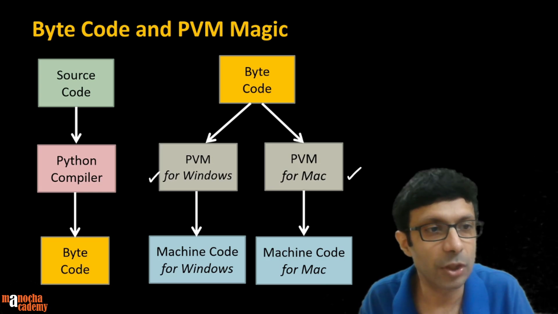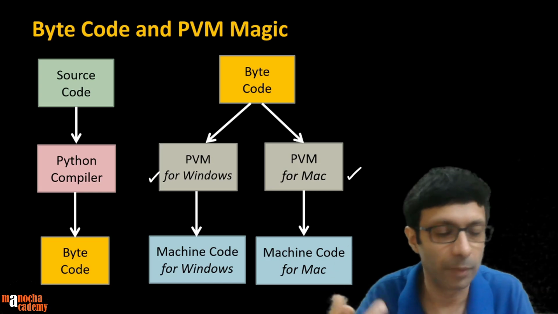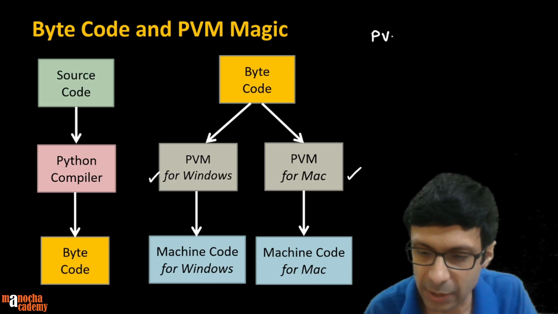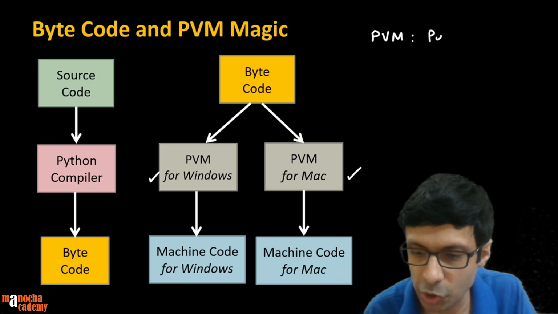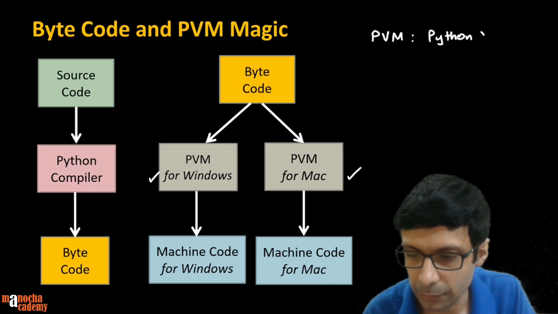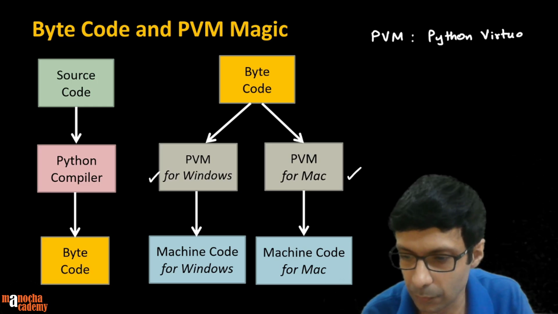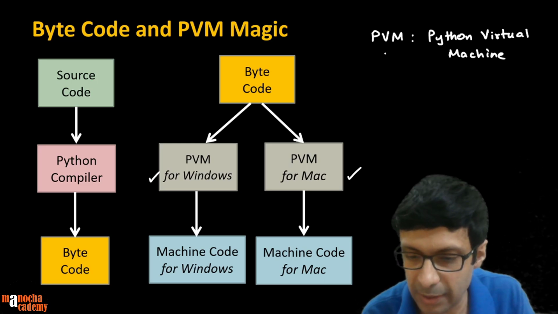So when you install the Python language and stuff, it installs the Python virtual machine. You guys are understanding? Python virtual machine is just a software on your computer. What is the goal of this software? To be able to run bytecode. PVM stands for Python Virtual Machine. So you can think that this is a special software to run the bytecode.